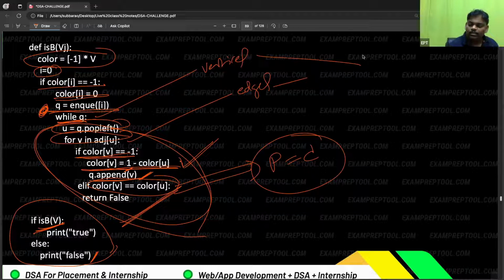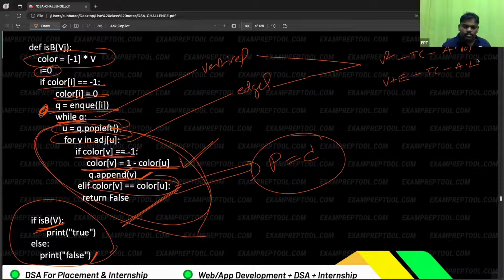So finally, the time complexity: with an adjacency matrix it is V square; with an adjacency list it is V plus E. This is a simple Python program. You can write it in whatever language you like.